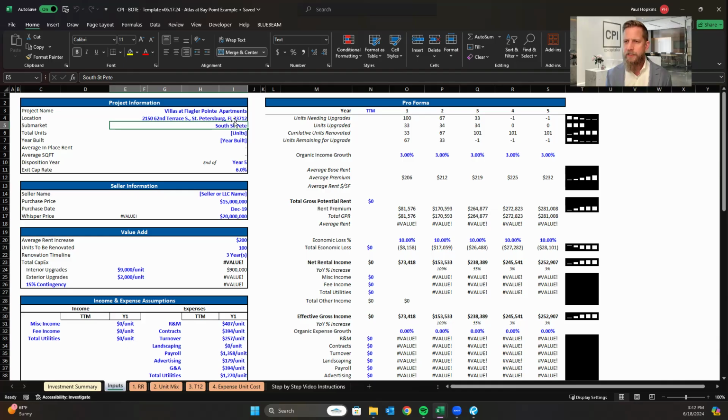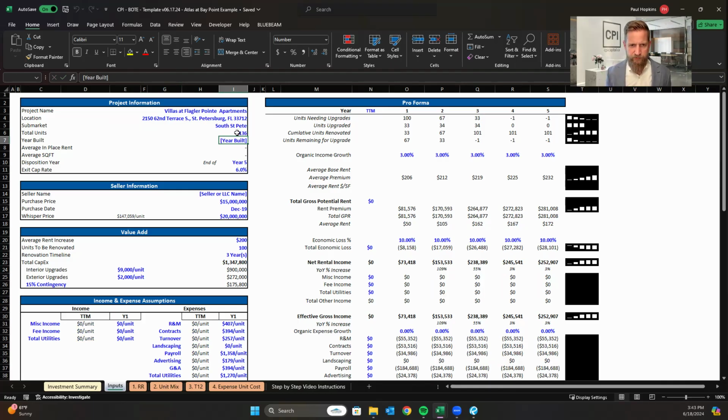So St. Pete is a submarket really of the Tampa MSA. And the true submarket, according to CoStar, is South Pinellas because this property is located in Pinellas County, and so the submarket is South Pinellas. Total number of units, it's 136, built in 1972. Now you can see that there's some information that's starting to populate here.